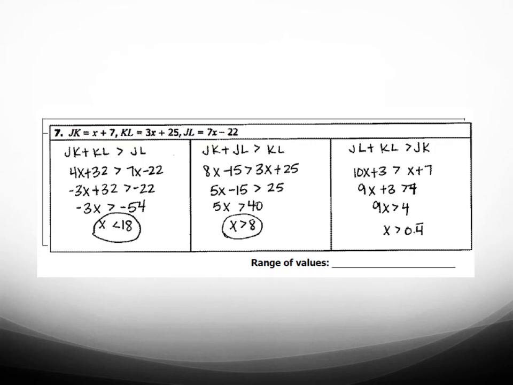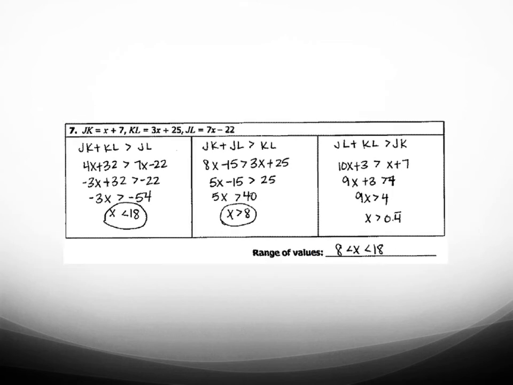So here's the answer, and here's the range of values. Plugged in negative 0.4, and it made JL a negative side, and you can't have a negative side, so we're going to use these two. Your smaller number goes on the left, and the bigger number goes on the right.